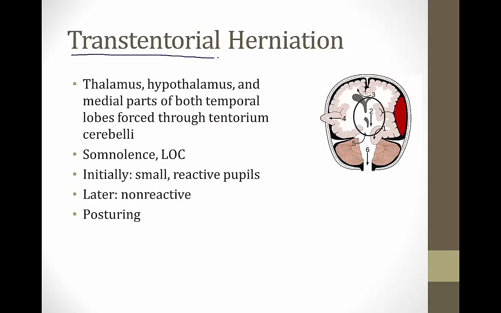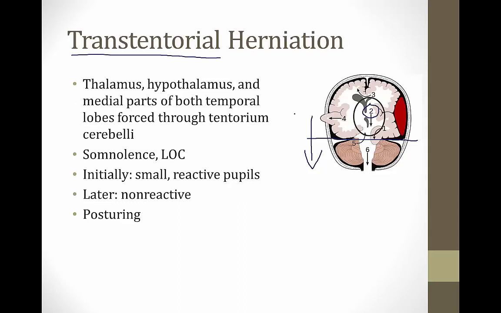A transtentorial herniation is a herniation of brain tissue that crosses the tentorium. The tentorium is the dura mater that separates the lobes of the brain from the cerebellum. So anytime brain tissue crosses this tentorium, it's called a transtentorial herniation. Now, an uncal herniation is one subtype of transtentorial herniation, but you can also have a central transtentorial herniation, as is shown in number 2 on the drawing on the screen here.